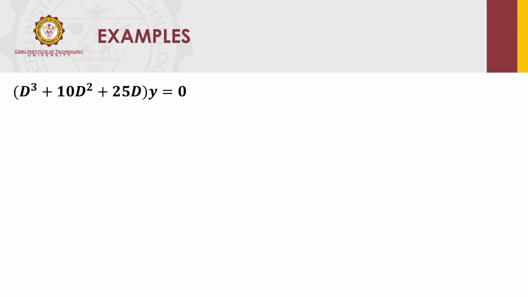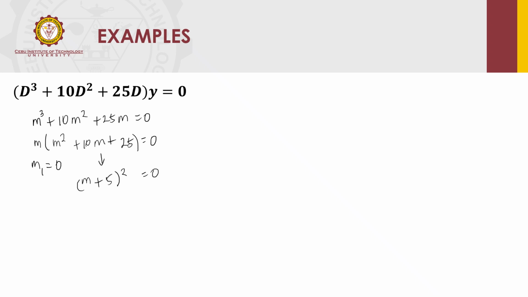So we have here a third order linear DE. So we write the auxiliary equation. So m cubed plus 10m squared plus 25m equals 0. So it's a cubic equation, but as you can see, there's a common factor m. So we factor it out. So the second factor would be m squared plus 10m plus 25, which is actually a perfect square trinomial. So the first root is 0. For this perfect square trinomial, it's actually the square of m plus 5.